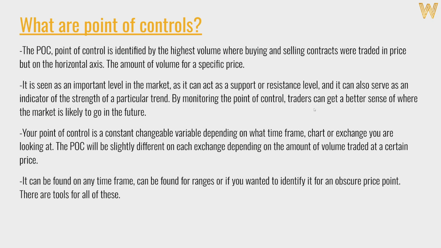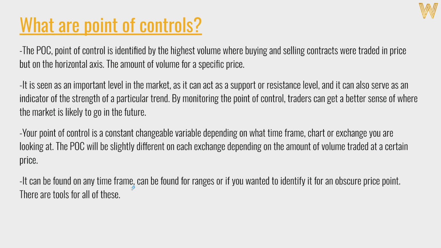By monitoring the point of control, traders can get a better sense of where the market is likely to go in the future. Your point of control is a constant variable and is changing depending on what time frame, chart, or exchange you are looking at. The POC will be slightly different at each exchange depending on the amount of volume traded at a certain price. So I always recommend looking at point of controls on exchanges that have the highest volume, right? Coinbase, Binance, Bybit, these are your important volume point of controls.